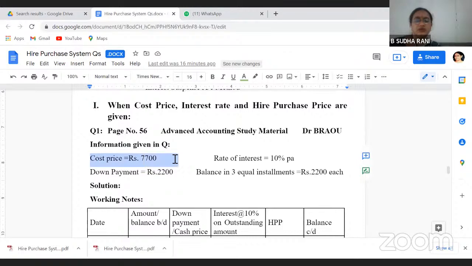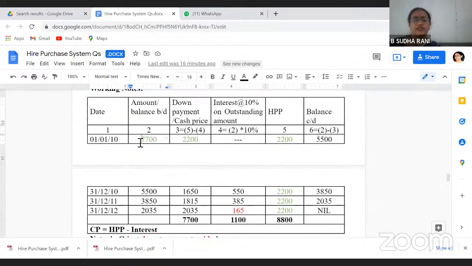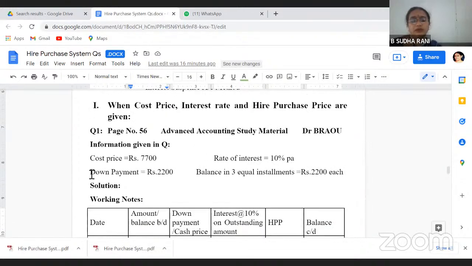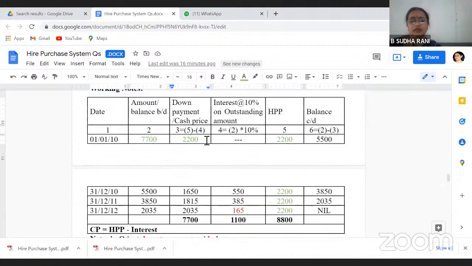So in the first year, what is the cost price given in the question? 7,700. So the first year balance in the account is 7,700. Now, what is the down payment paid on the date of purchase or agreement? 2,200. Out of the 7,700 value of the asset, we paid the down payment 2,200, which is taken under the hire purchase price, and on the date of purchase, no interest will be charged.